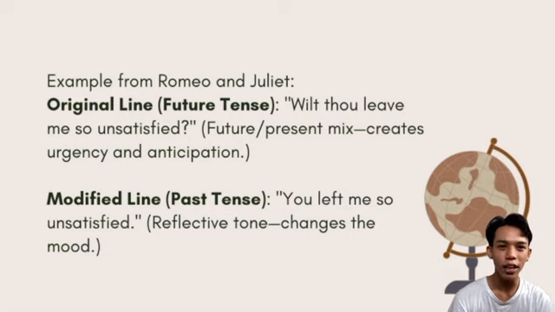Now, let's modify this line into the past tense. You left me so unsatisfied. By changing the tense, we shift to a reflective tone. This alteration changes the mood entirely. The urgency is replaced by a sense of loss or nostalgia.